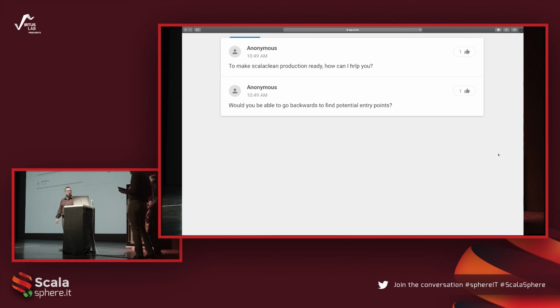I haven't got a Gitter room, but I will have a Gitter room very shortly. I will tweet about it, and I'm sure ScalaSphere will retweet. So come and join and play. I think it's a really fun thing to play with.